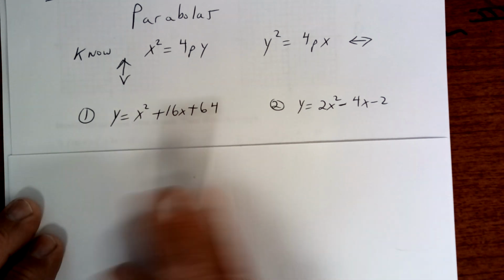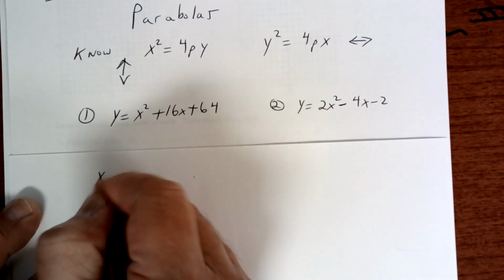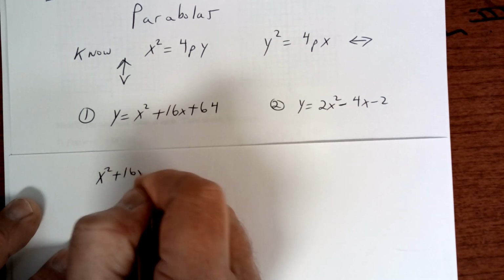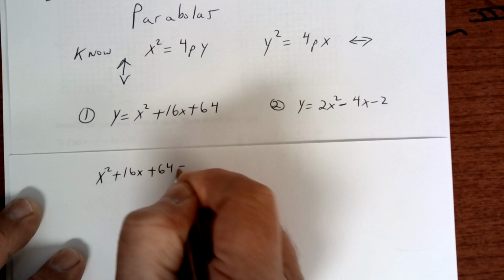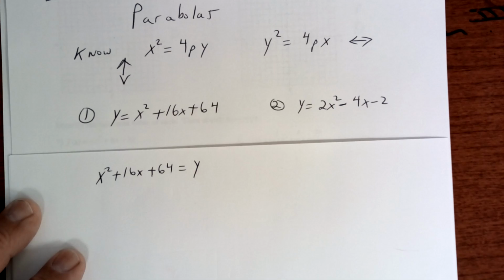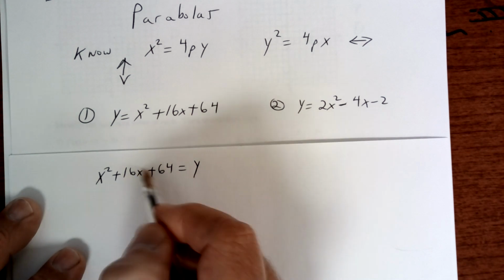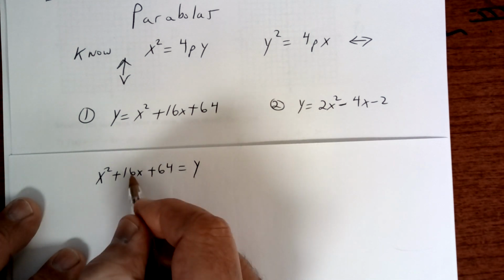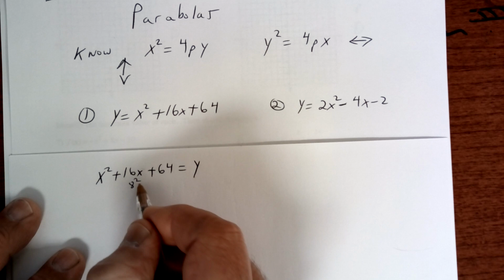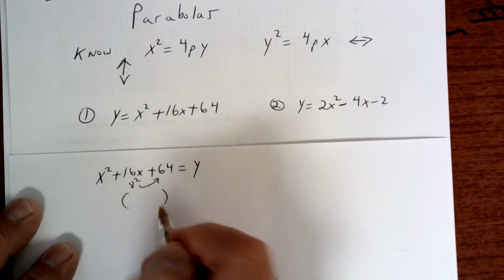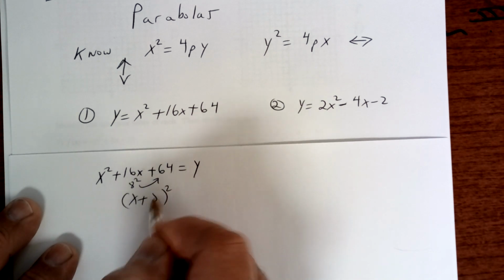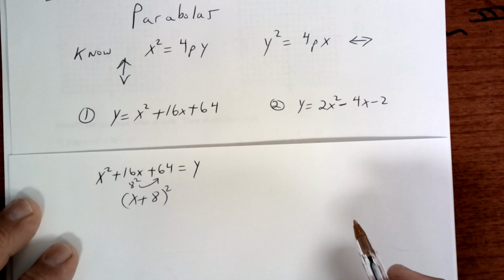So I'm going to rearrange this just to put it in that form, like that. So I switched them around. This right here is a perfect square trinomial because half of 16 is 8, and 8 squared is 64. So that's going to be x plus 8 squared equals y.